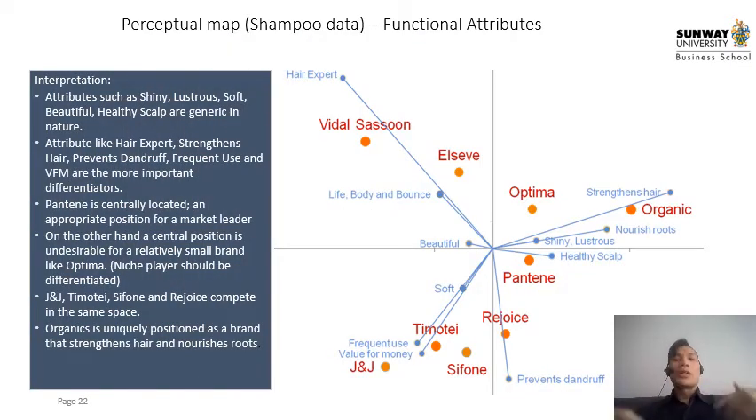Okay, so if we want to look at the interpretation here of the perceptual mapping of the brand equity of all these brands, then we can see that shiny, lustrous, soft, beautiful hair are all generic in nature. Why? Because they're very, very near the origin. Whereas attributes like hair expert, strengthened hair, preventing dandruff, frequent use, and value for money are all very far from the origin, which makes these attributes stand out in differentiating the brands.